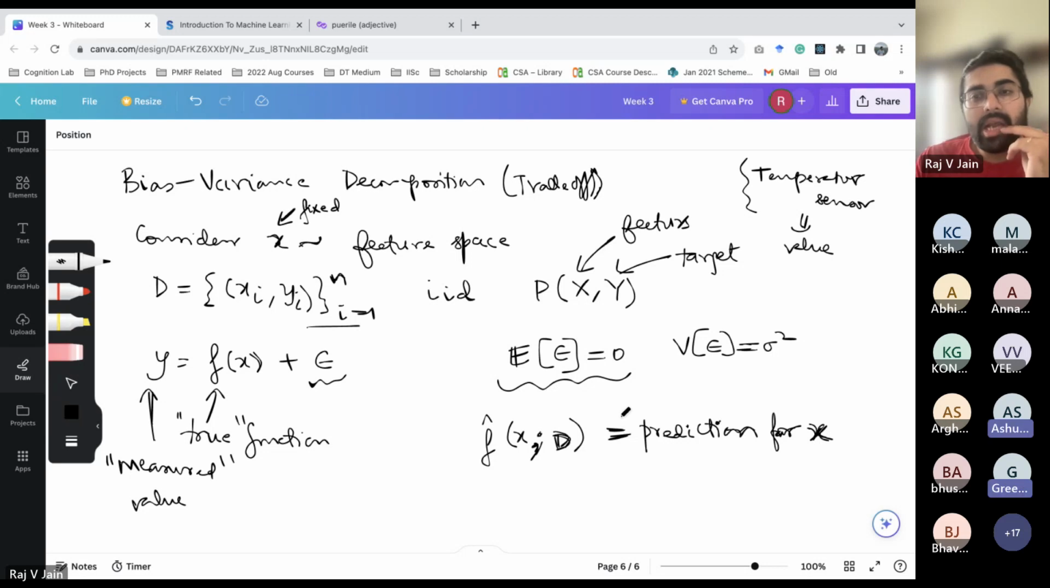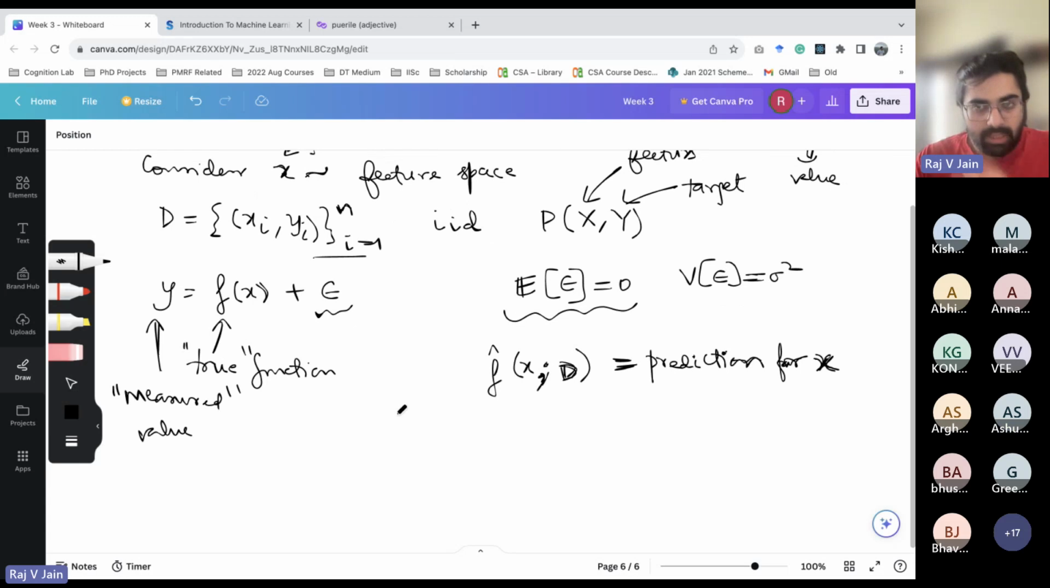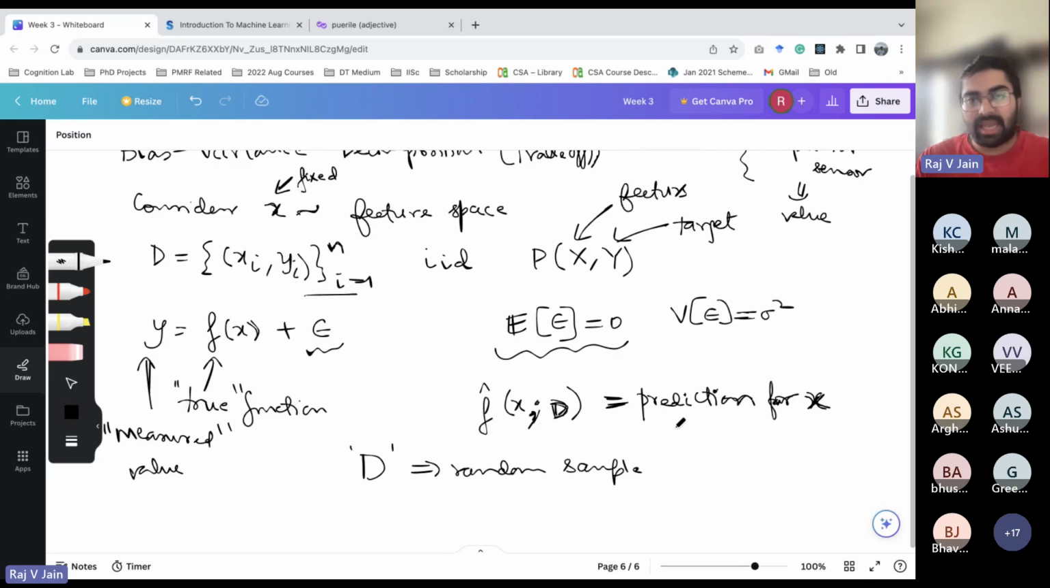Then f hat is not random. It will also, if that is a fixed value, a real value, then f hat will also not be random. Okay. So here, Bhushan was close to it. The idea is this: the D that you get is itself a random sample. We discussed this idea before.